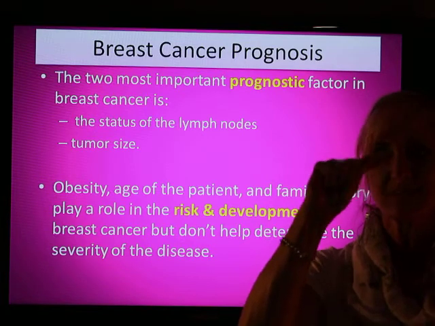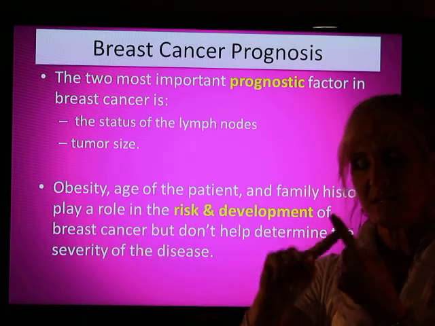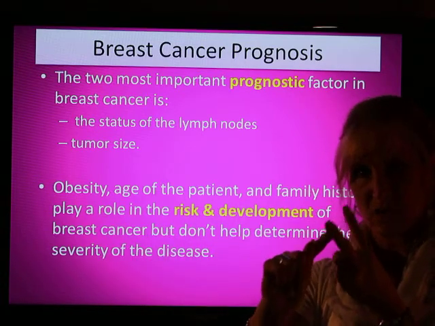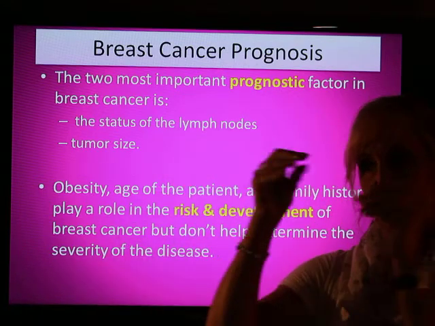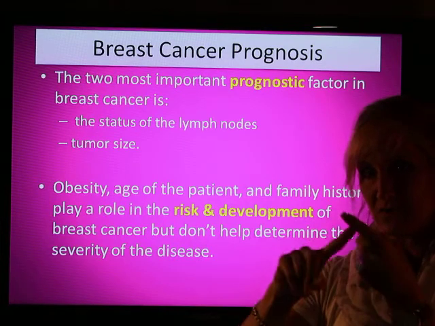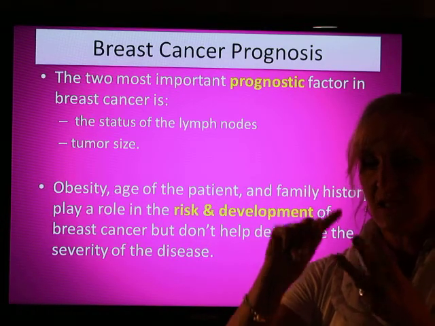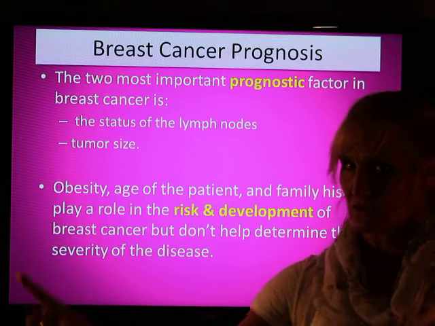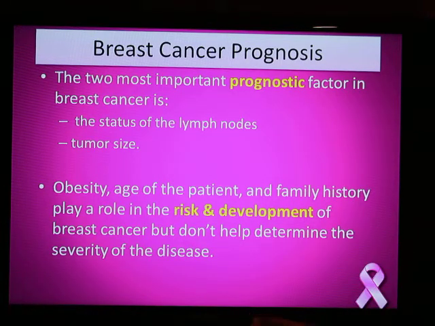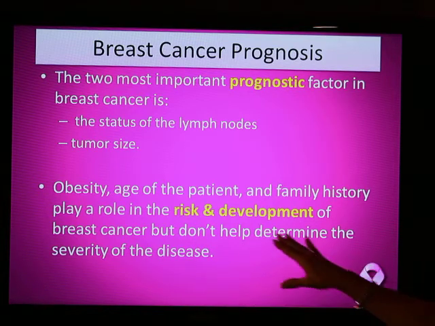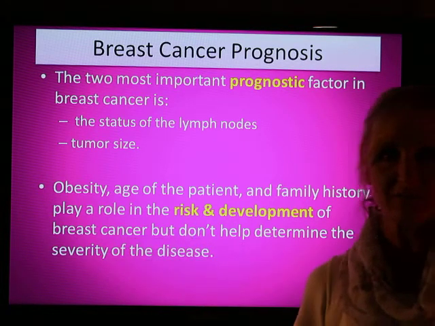And remember, we use the TNM system. T stands for tumor, N is for nodes, meaning lymph nodes, and M is for metastasis, has it spread. Those get worse the more there is. The bigger the tumor, the more nodes, and if it has metastasized, prognosis is worse. So that's how we know how bad the breast cancer is. Again, if the patient is overweight, if they are older, if they have a family history of it, all of these play a role in the risk and the development of breast cancer.